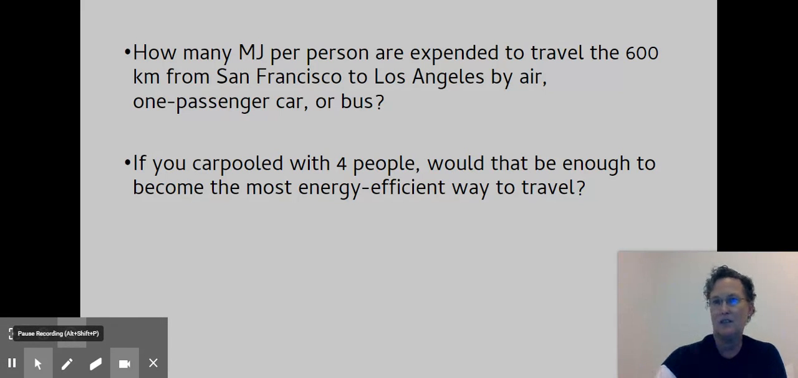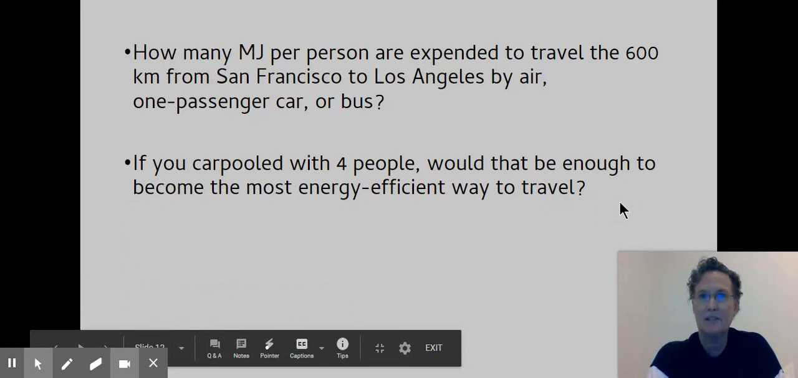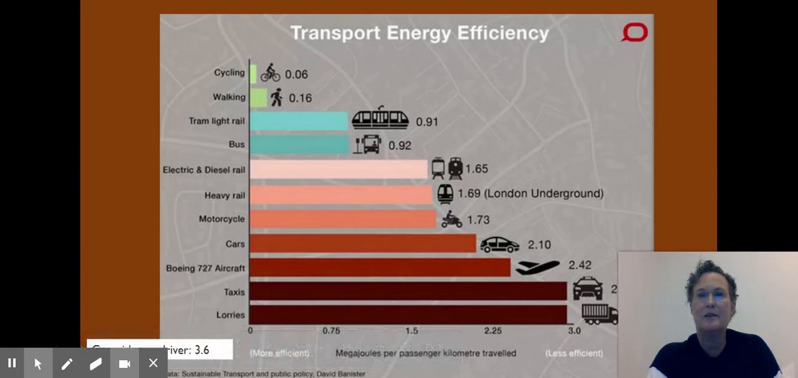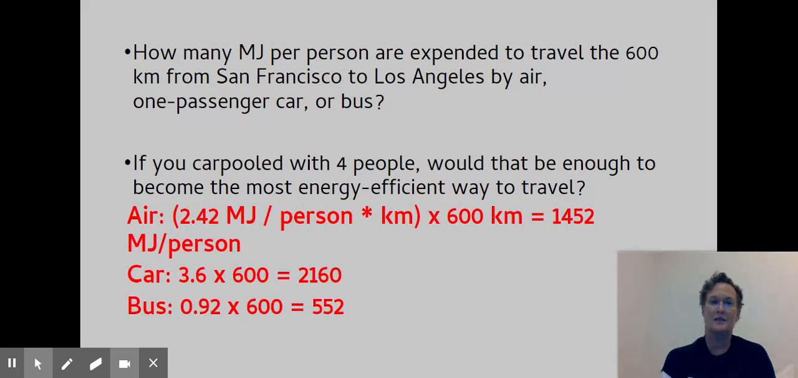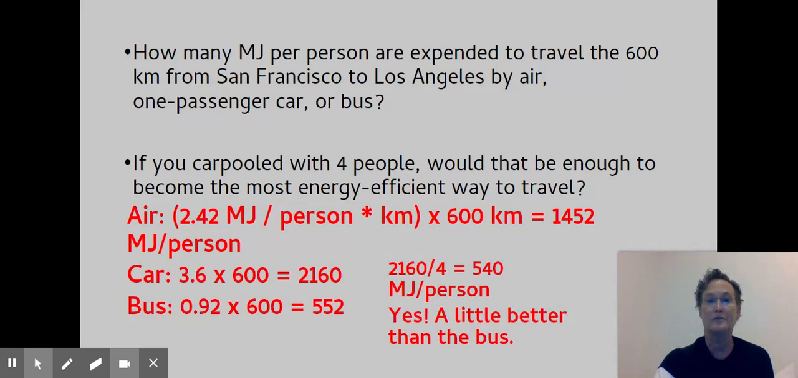Okay, so from using the chart from before, using these numbers, you're going to calculate this. And now I will show you the answers. So for air, you would have the 2.42 megajoules per person per kilometer times 600. So that would give you 1452. For a car, it'd be 2160. And for a bus, it'd be 552. So, yes, it would be a little bit better than a bus.